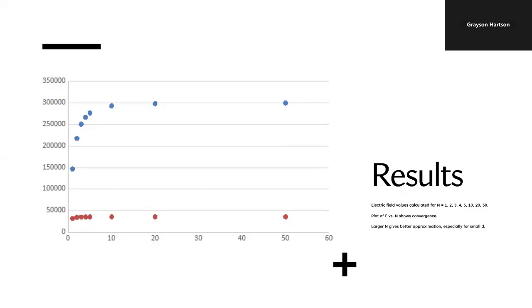We did 1, 2, 3, 4, 5, and then we jumped up to 10, and then we jumped up to 20, and then we jumped up to 50. And those are how many point charges are on that rod. So if you look here, you can see based on the graph, it converges, it stabilizes in some way. And as you can imagine, the larger N gives a better approximation. You can imagine this is kind of like a limit of some kind of function. It's similar to an integral or a limit.